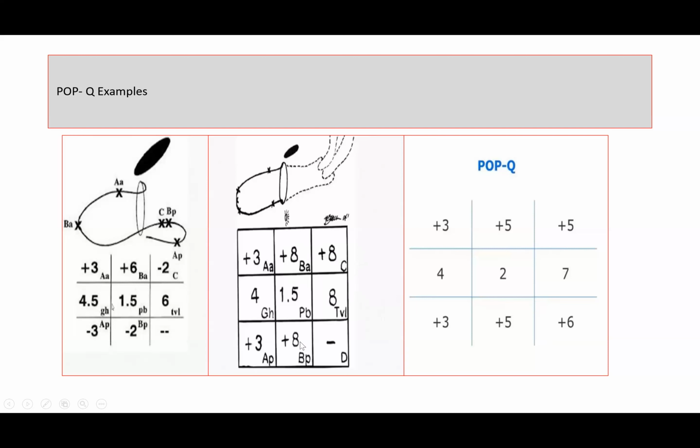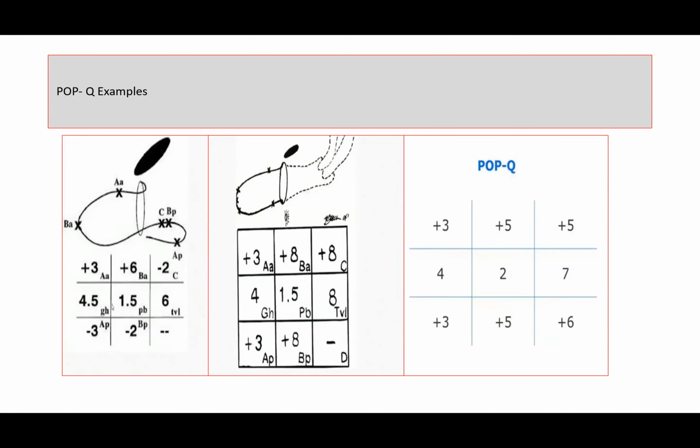Likewise, any value is 8. Yes, this is also 8. So BP also, it is stage 4 prolapse. It is 6 or more. Now coming to AA, it is +3.